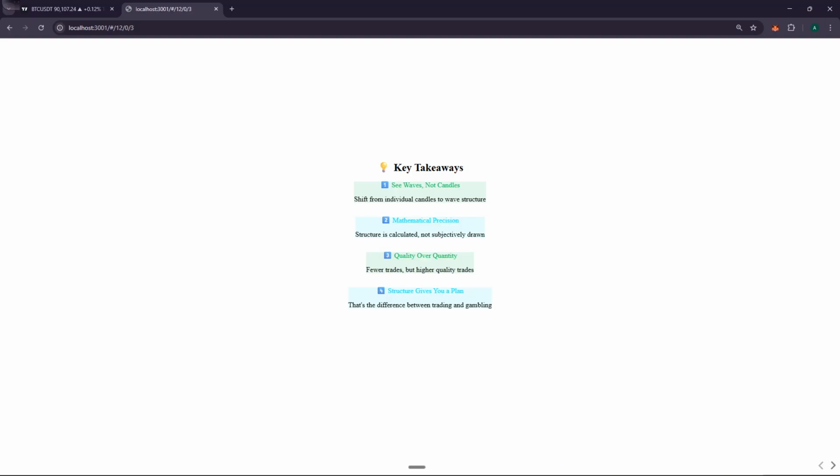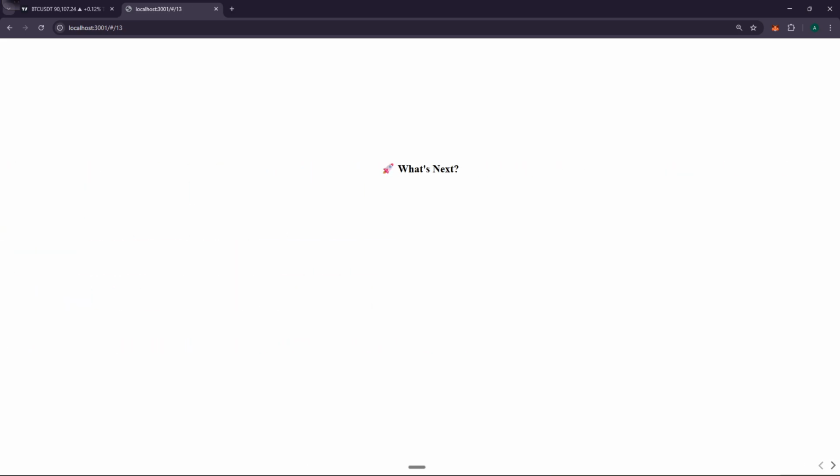And that's exactly what we're building on in the rest of this section. So in the next lecture, we're diving into swing highs and swing lows, the building blocks of these waves. These are the points that define the structure, and this is where it gets really powerful. So I'll see you guys there.